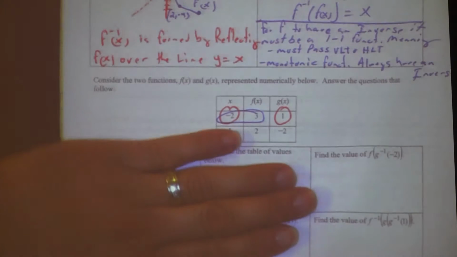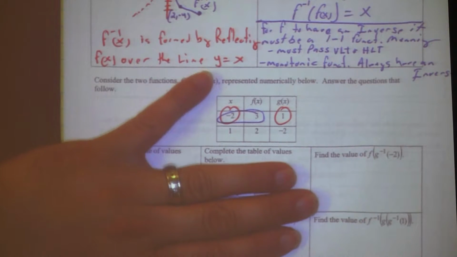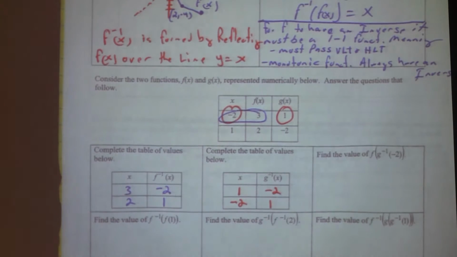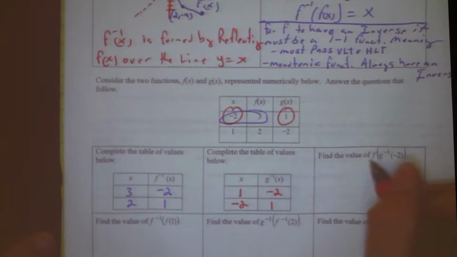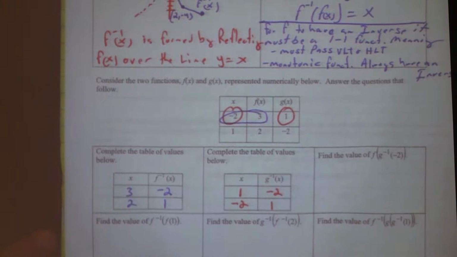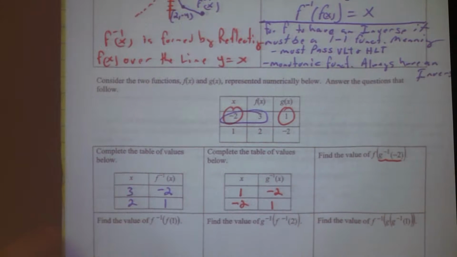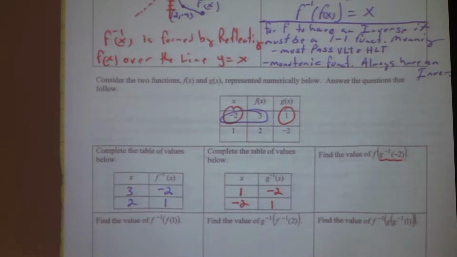They gave you a table. Could you find the inverses of the functions that they're giving you? Yes? That's a skill that you're going to need. Alright, now let's apply that skill. Now they want to find f of g inverse of negative 2. So what do I start off by finding? The inside part, right? So g inverse of negative 2, okay?